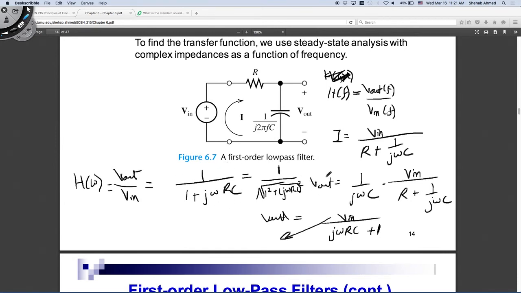How about the phase angle? Phase angle is equal to what? Angle of the top is 0, right? This is a real number. And then it's a division, right? So I'm going to subtract, right? So the angle of the bottom is inverse tan, right? The imaginary over the real part, right? Correct? So inverse tan omega RC, correct?